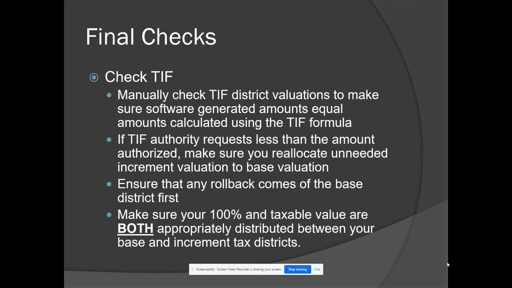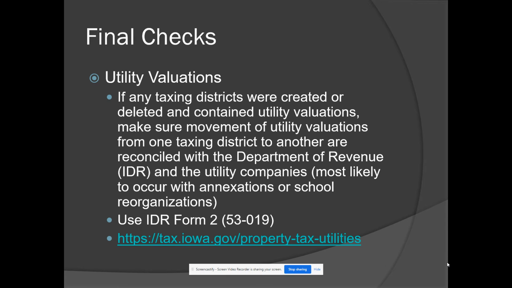You're going to want to manually check the TIF district valuations to make sure the software generated amounts that you have in your system equal the amounts calculated using the TIF formula. Remember, if a TIF authority requests less than the amount that's authorized, so they request less than their maximum opportunity for TIF, make sure that you reallocate the unneeded increment value to the base value so everyone can tax against it. Ensure that any rollback comes off the base district first, and make sure that your 100% and taxable value are both appropriately distributed between your base and increment tax districts.